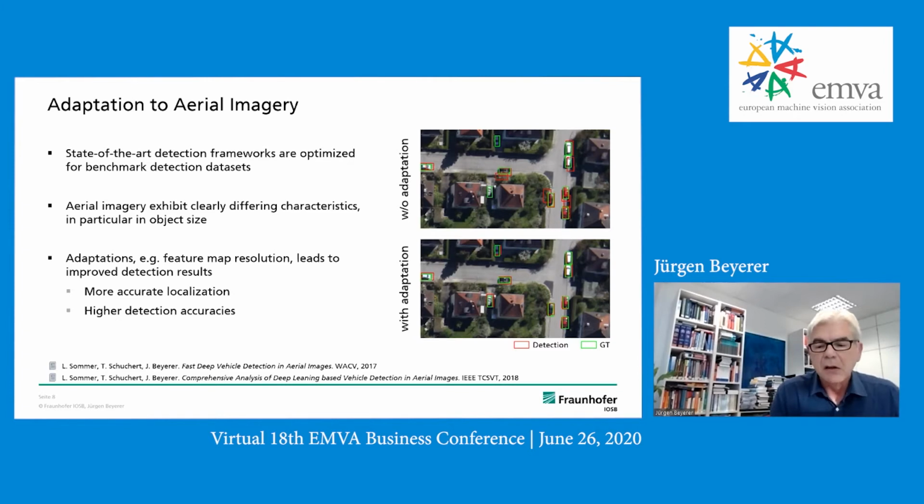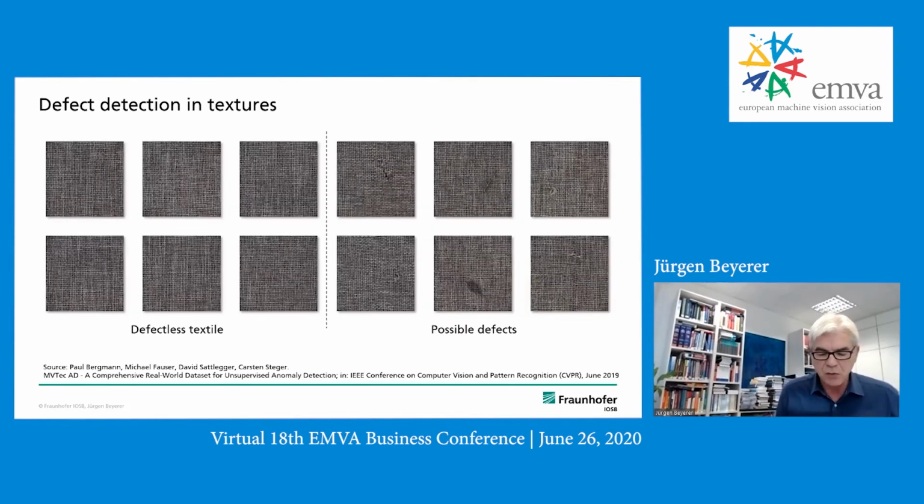The second example is about detection of defects in textures, here in textiles. At the left side, you see defectless textiles. On the right hand, you see possible defects. And as usual in such problems, it is easier to describe the defectless textiles than the huge universe of different defects that can arise. And usually you also have more data about the defectless case, or the okay case, than about the defect case.